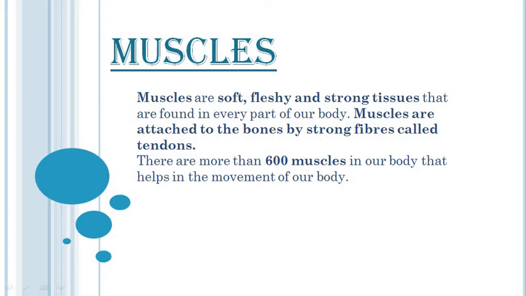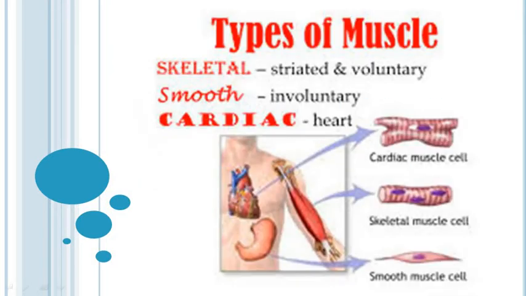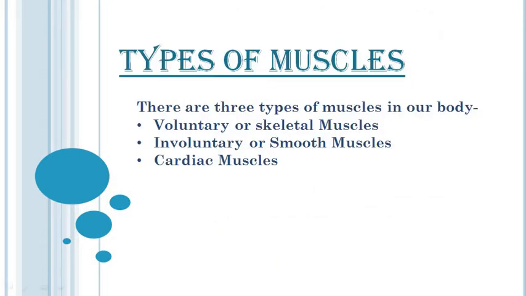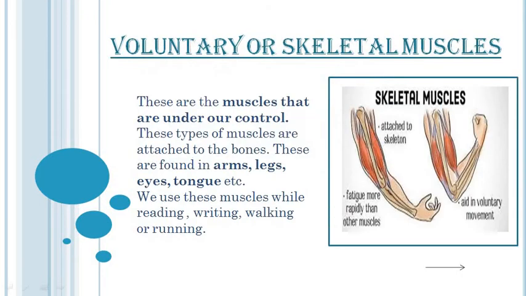There are more than 600 muscles in our body, and this muscular system, along with the bones, helps in the movement of our body. With the help of these bones and muscles, we are able to move, walk, and do different types of movement in our body. There are three types of muscles: skeletal muscle, smooth muscle, and cardiac muscle. Skeletal muscle is also known as voluntary muscle, smooth muscle is also known as involuntary muscle, and then there are cardiac muscles. Let's start with voluntary muscles.